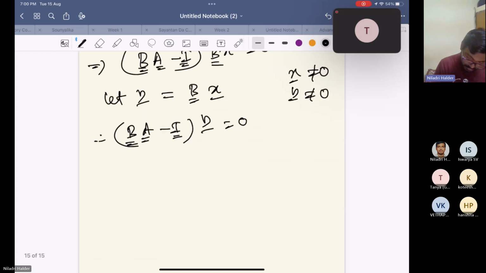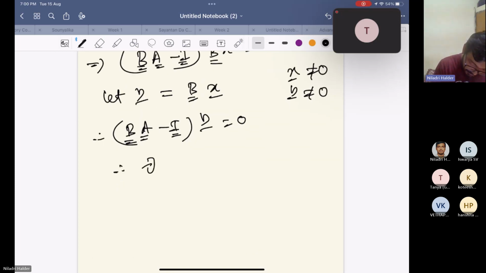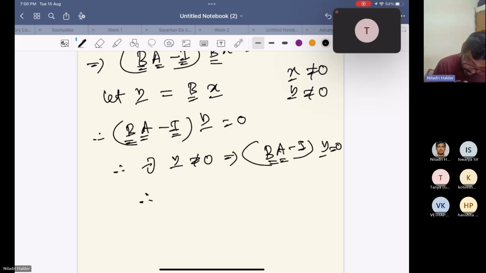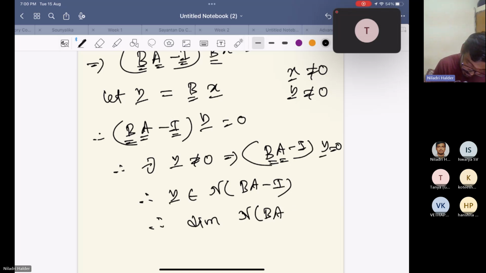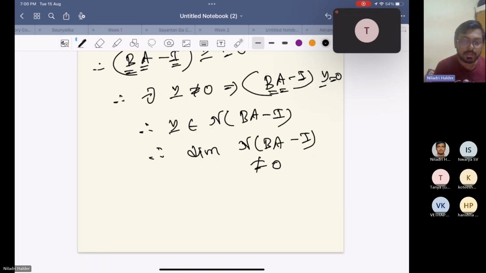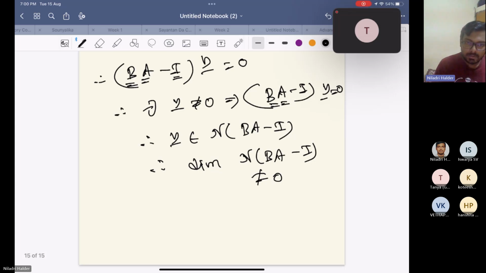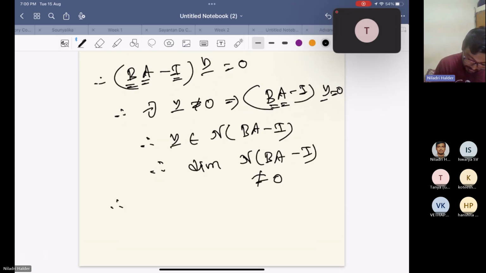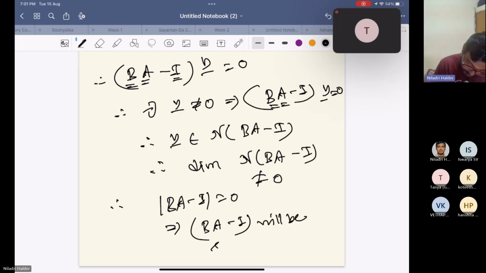That means there exists some Y not equal to 0 such that (BA minus I) times Y is 0. So Y belongs to the null space of BA minus I. So the dimension of the null space of BA minus I will not equal 0. So there will be at least one non-zero vector. That means the determinant of BA minus I will be 0, and BA minus I will be singular. So hence it's proved.